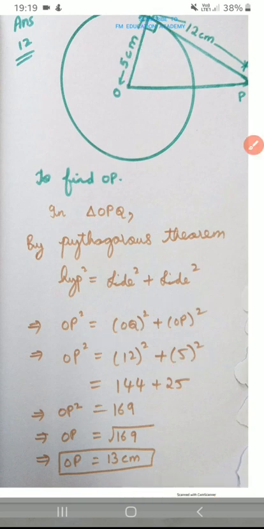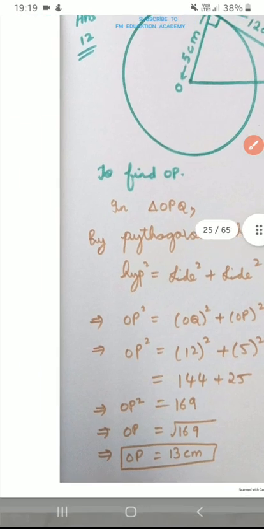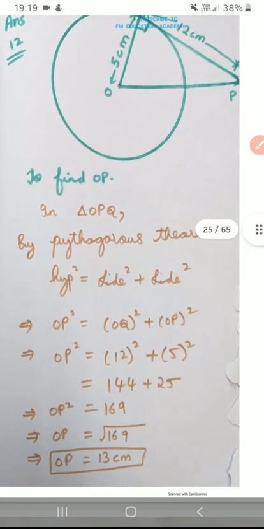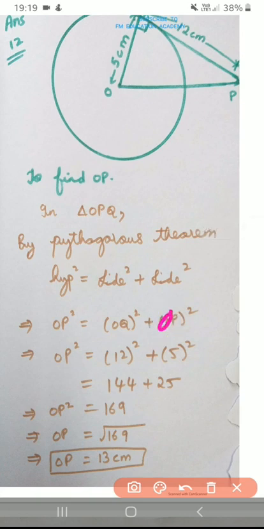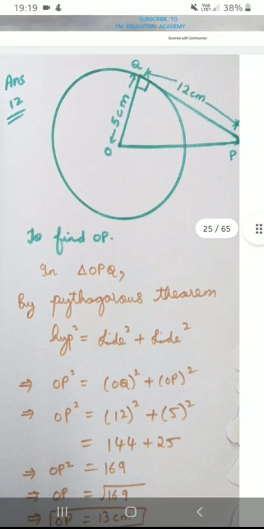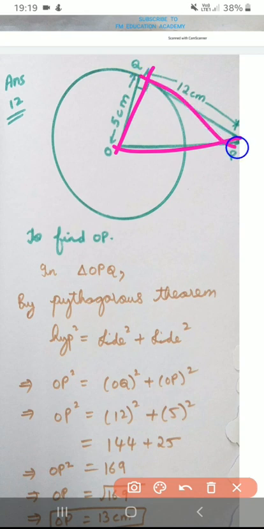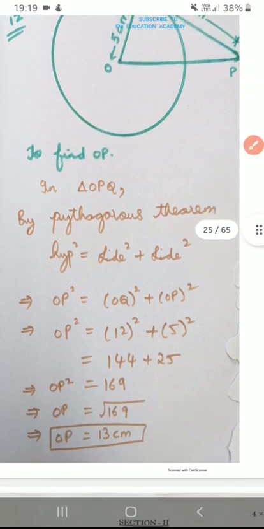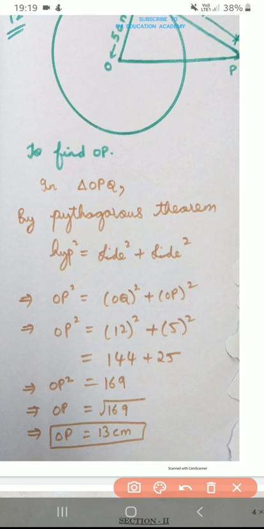Okay, this should be OP square is equal to OQ square plus PQ square. This should be PQ. I forgot to write Q here. See, OP square is equal to, see the diagram, OP square is equal to OQ square plus QP square. So this should be QP square or PQ square. So what is this given to us?